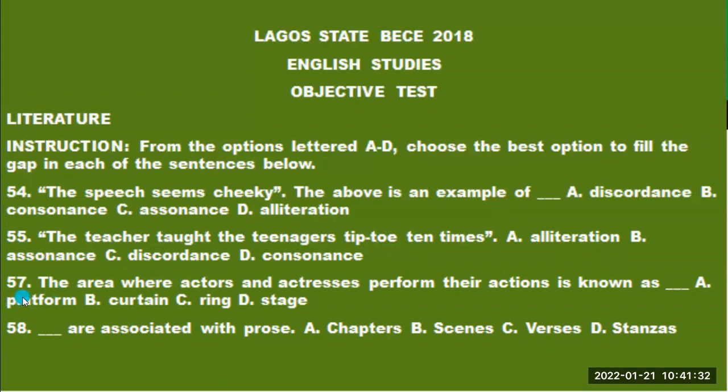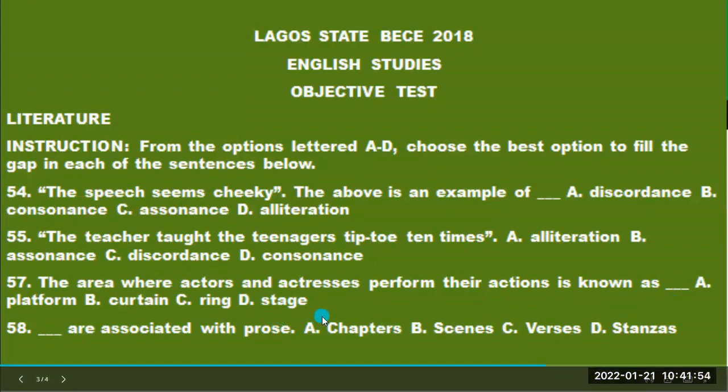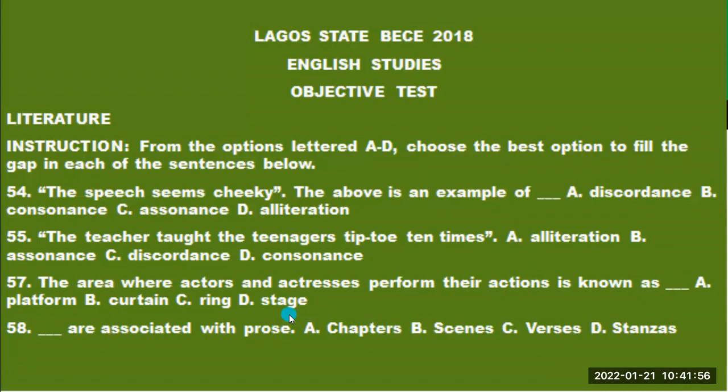Now, 56 is obviously omitted from the past question compilation guide, so we move on to number 57. The area where actors and actresses perform their actions is known as dash. A, platform. B, curtain. C, ring. D, stage. It is stage. Actors and actresses always stay on stage. They present, they perform on stage.